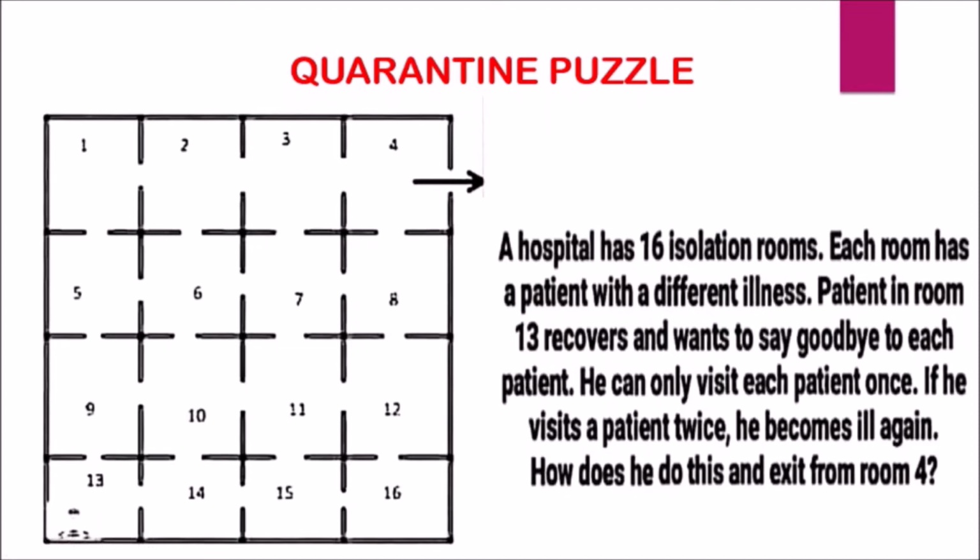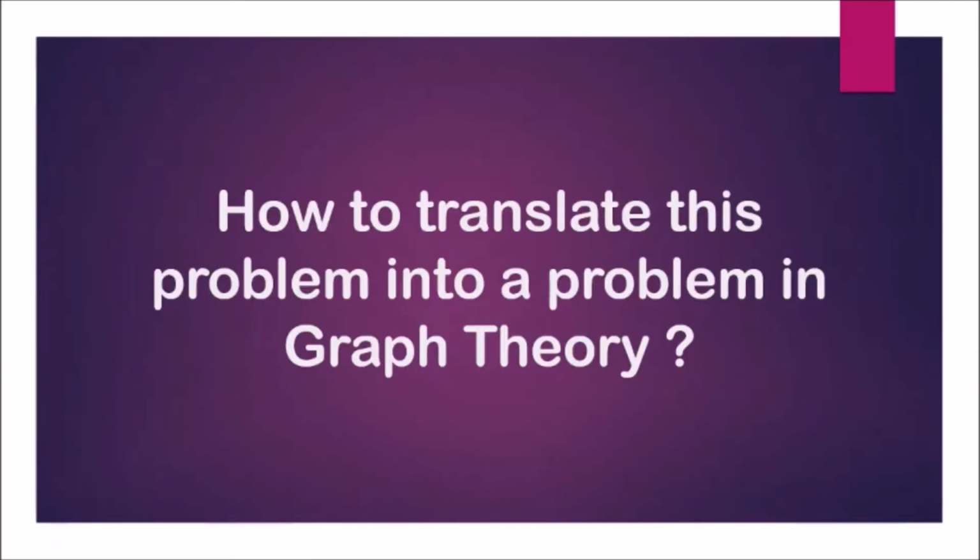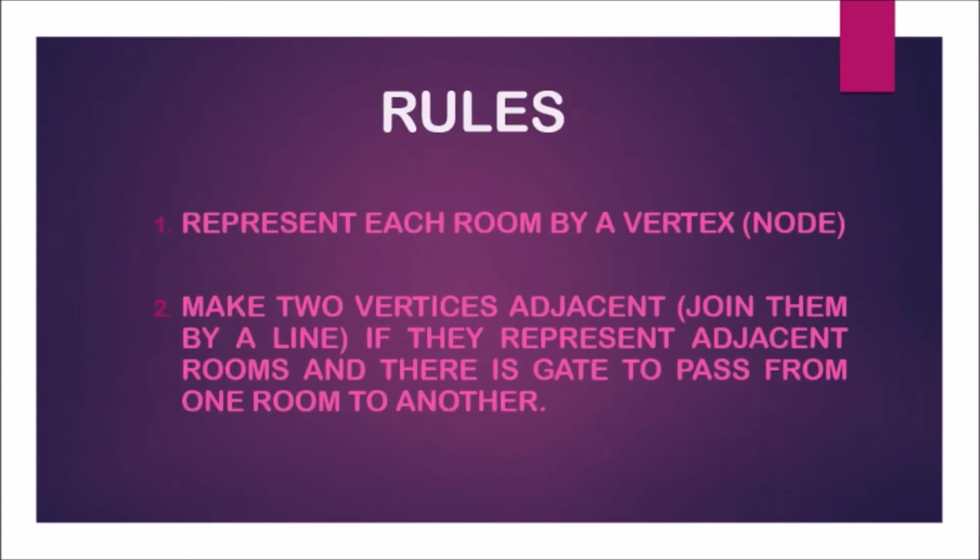So, how do we translate this problem into a graph theoretical problem? First, we will construct a graph using the following rules. Rule number 1, we represent each room by a vertex. Second, we join two vertices by a line if their corresponding rooms are adjacent to each other and there is a gate to pass from one room to the other.